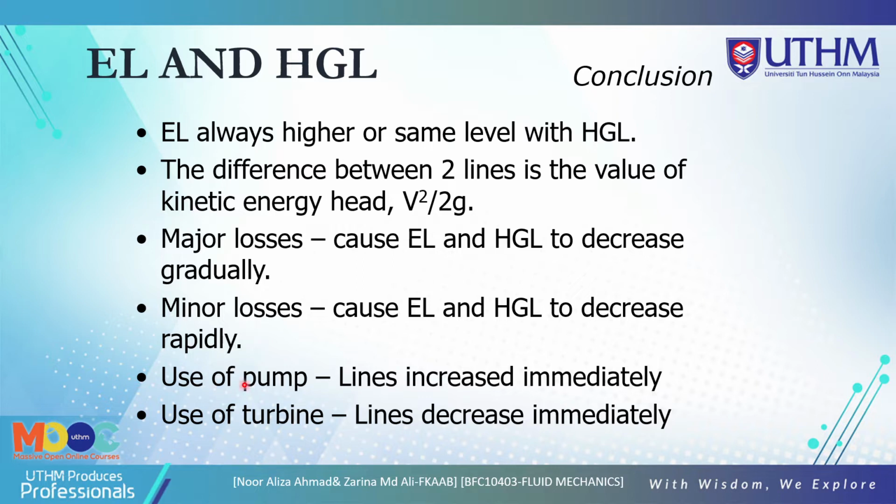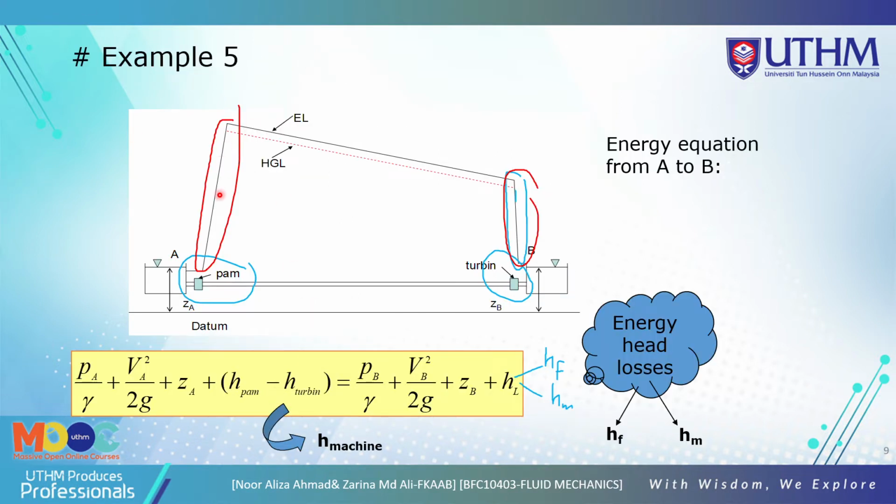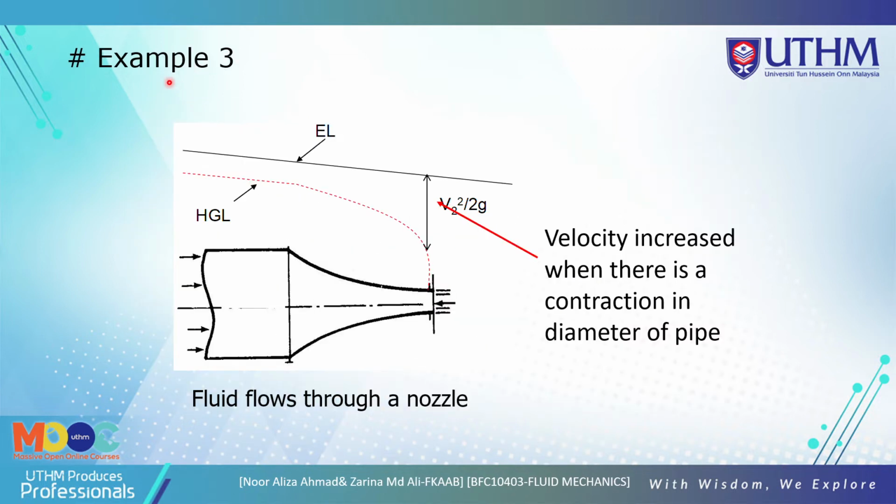So, use of a pump: when a pump is used, the line increases immediately. When a turbine is used, the line decreases immediately. This is based on the example here: example 5, example 4, 3, 2, and 1.